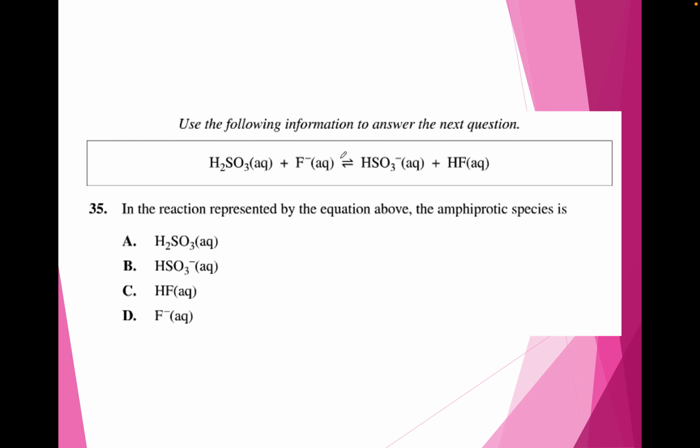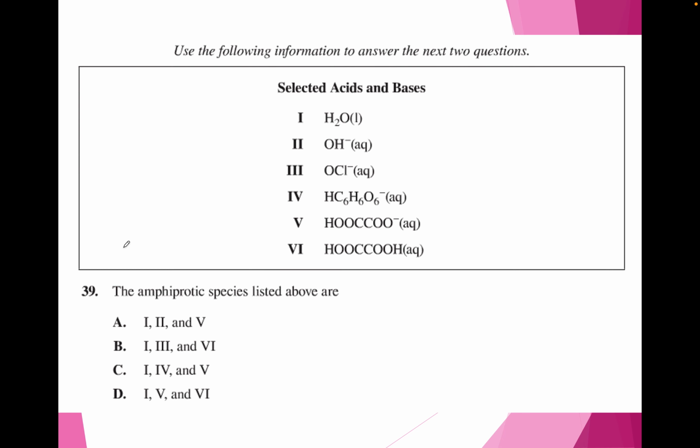Here we go. So we have the one that has a hydrogen and a negative: HSO3 negative. So you can donate a hydrogen and you can also accept a hydrogen, that negative charge. So the answer is A. That was B, just to emphasize, sorry.